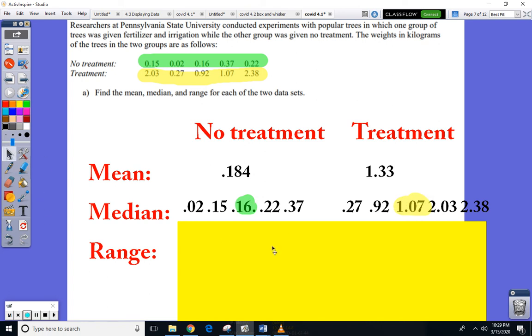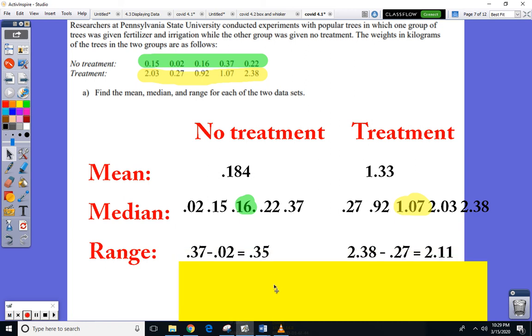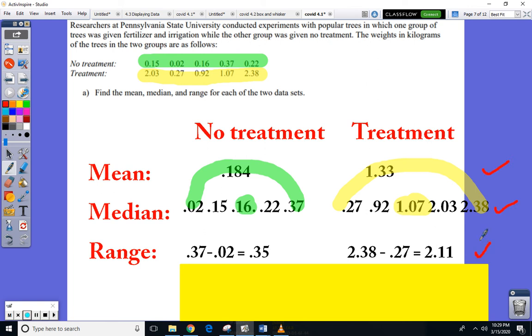Then finally, range. What's up with range? For range, I do the biggest one minus the littlest one. So biggest minus the littlest: 0.35. The other one, biggest minus littlest: 2.1. So what's bigger? This one's got the bigger mean. This one's got the bigger median. This one's got the bigger range. And that's how it works. I'm going to leave that for another day.